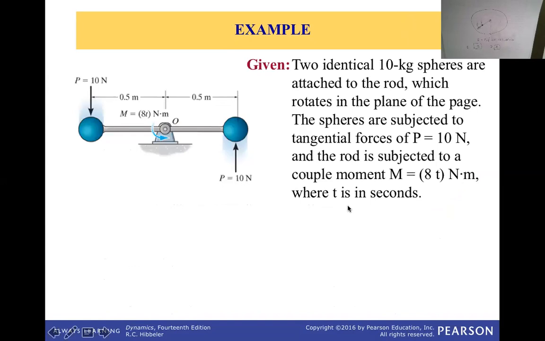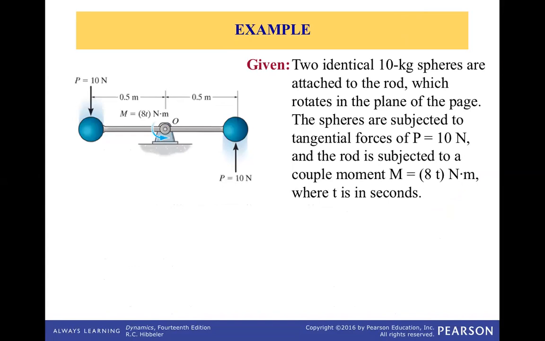Now, let's take a look at the example here today. This one says if you have two identical spheres, both having 10 kilograms as the mass, and there's a force on each of them, 10 newtons apiece, so 10 and 10 here, acting in different directions.